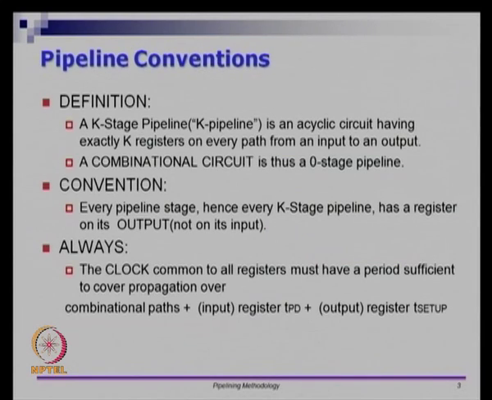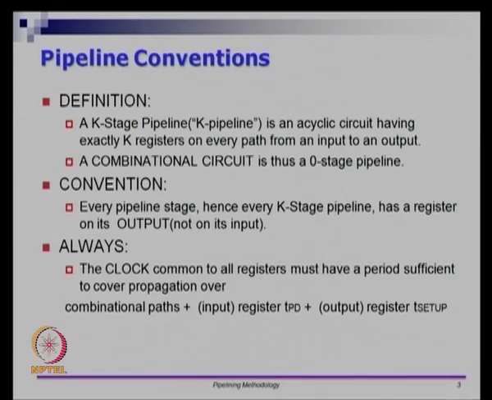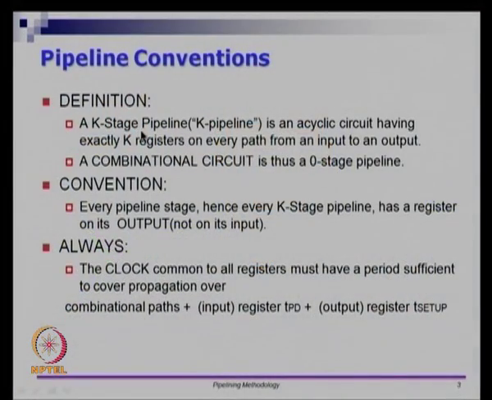So let us look at pipeline conventions. Some of the definitions: in the previous lecture we looked at two definitions, namely latency and throughput. In this lecture we are going to learn another definition. We are going to call something a k-stage pipeline. A k-stage pipeline is an acyclic circuit, which means there is no path coming from the output of something to the input of the same circuit itself.